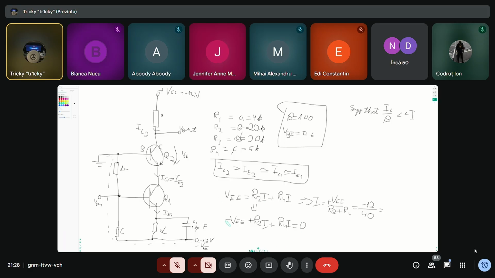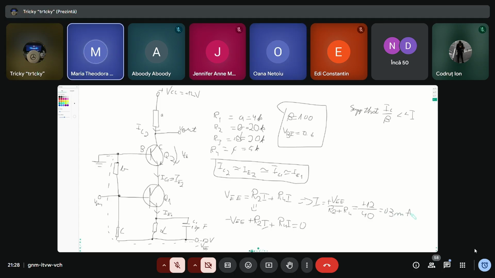So this over here is minus VEE, right? This is minus 12 volts. When you first take the equation, you write it as minus VEE. That's why when we move it to the other side, it's plus VEE. So this is going to be equal to plus 12 divided by 40, which is 0.3 milliamperes.